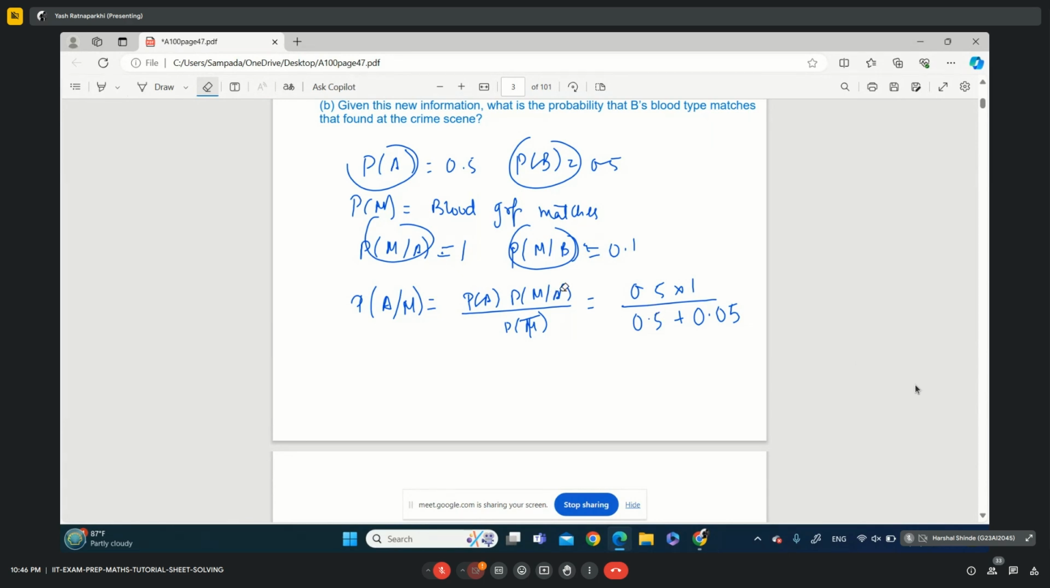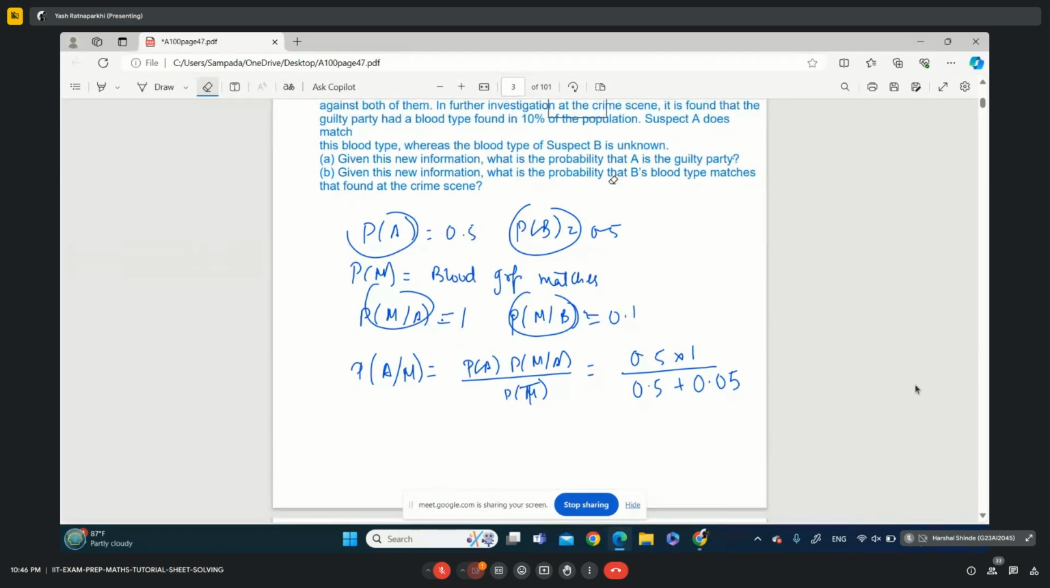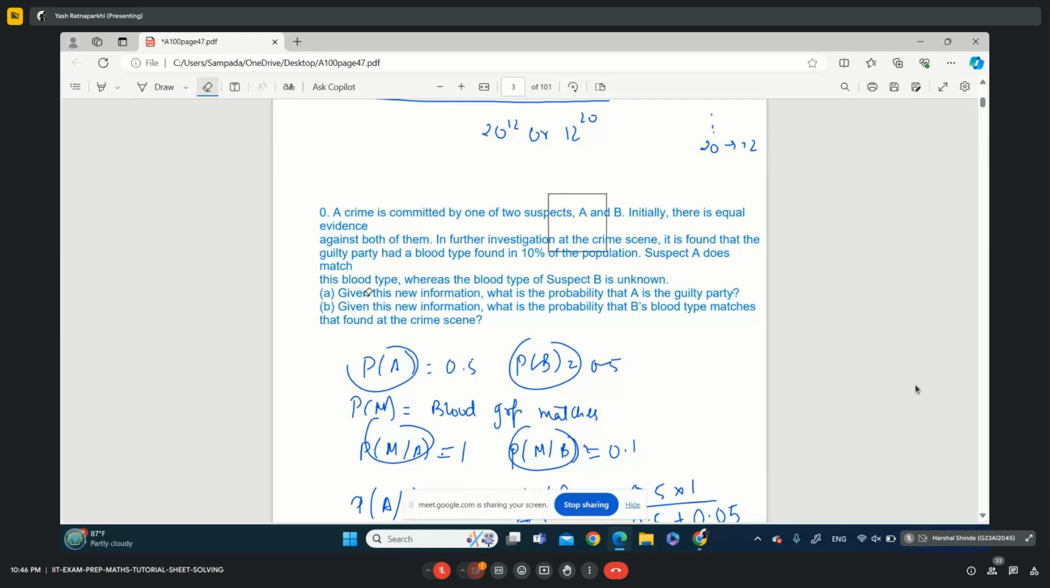Can you repeat once again? This one. Okay, so in the question it is given that suspect A does match the blood type. That means it is for sure that A lies in that category of blood matching. And what we are finding is the probability of a match found if the guilty is A. So definitely it is 1, because it is already given that suspect A does match the blood, right?